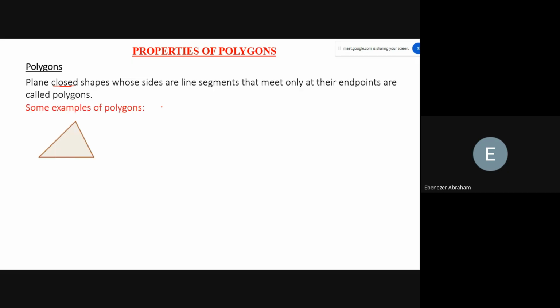What type of shape is this? This is a triangle. What shape is this? It's a quadrilateral. So let me make it a square. So I made it a square, right? And this one is a pentagon. You can't tell whether it's regular because there's no information unless I give that indication.